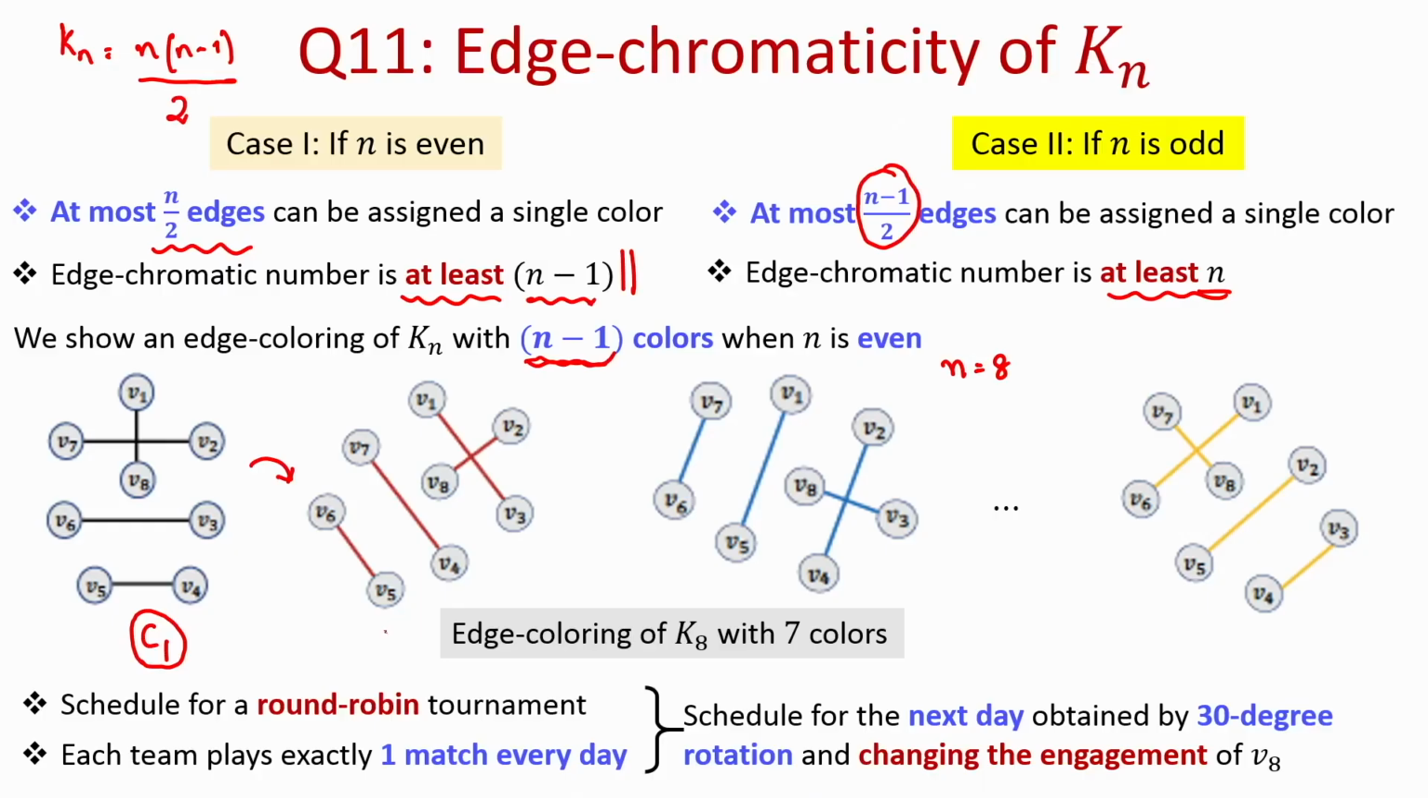So, I use the color number C2 to color these 4 edges, or equivalently I schedule these matches on day number 2. Then again I shift it by 30 degree and change the engagement of V8. Now, V8 will be engaged with V3 and so on. So, now you can see that I have to do this rotation 7 number of times, and then I will be able to color all the remaining edges of my complete graph with n nodes, 8 nodes.